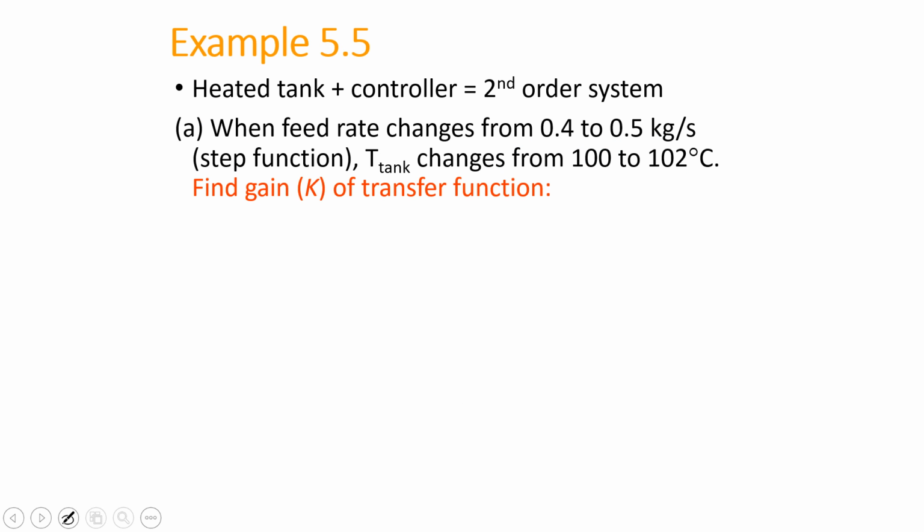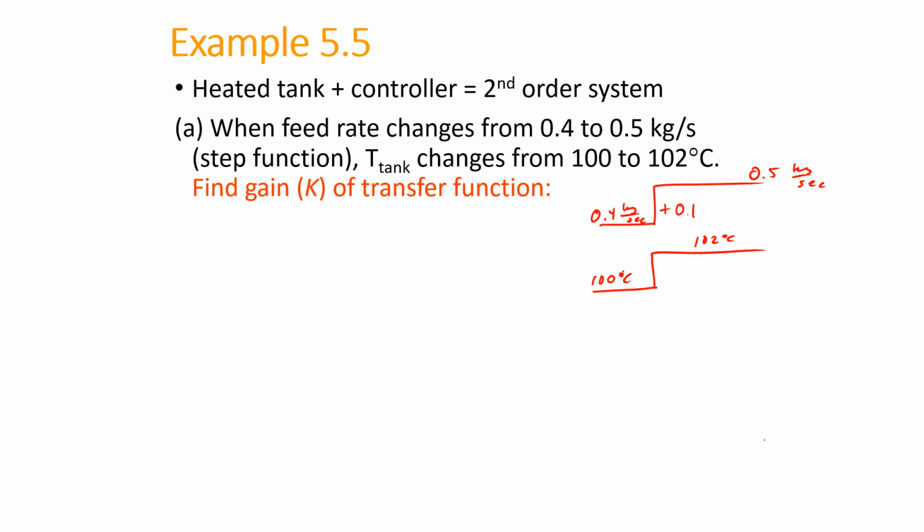Okay, so let's look at another example. You have a heated tank plus controller for a second order system, and when the feed rate changes up by 0.1, so it goes from 0.4 kilograms per second to 0.5 kilograms per second, the temperature of the tank changes from 100 to 102 degrees Celsius. So that's going to go up to that steady state, but it's going to take a little while to get there.